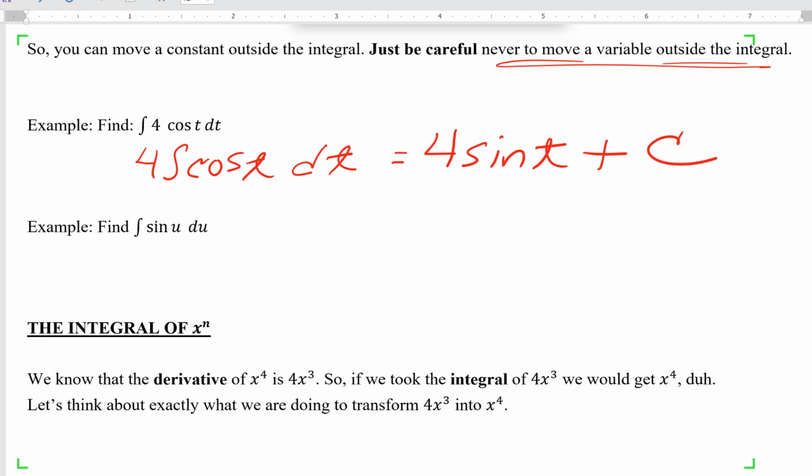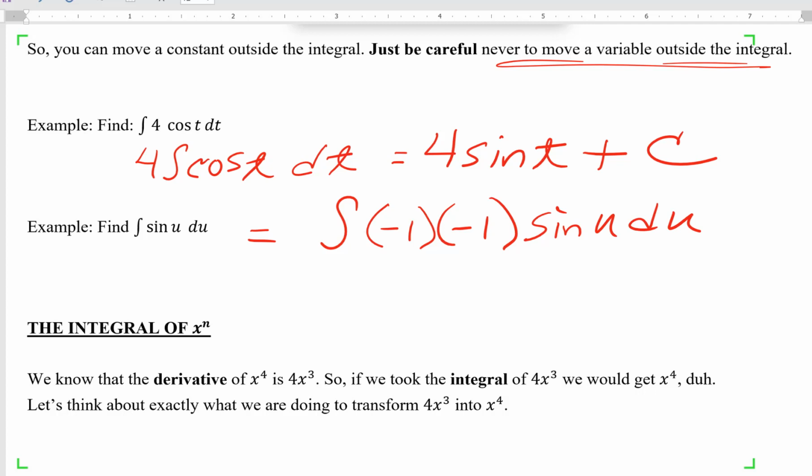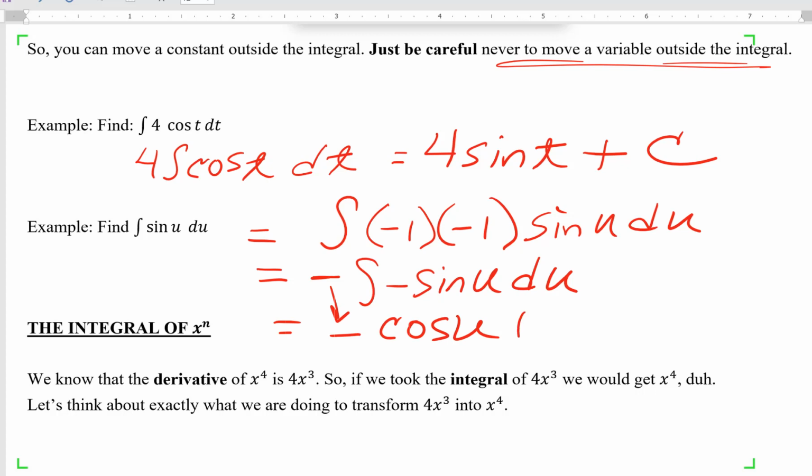Now on this next example, we've got the integral of sine u du. The antiderivative of negative sine is cosine, because the derivative of cosine is negative sine. So this is not negative sine, and so it makes it a little more complicated. It's not that bad, but a trick you could do would be to change this to the integral of negative 1 times negative 1 times sine u du. Why would I do that? Well, if I do that, I can move one of those negative ones outside the integral. And then the other one is left inside, and it'll be negative sine u du. And since the antiderivative of negative sine is cosine, it just makes it easier to say, okay, well, that's negative from this one, cosine u plus c.